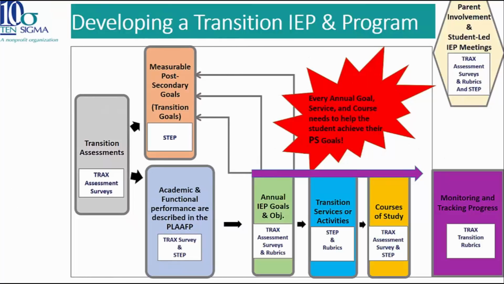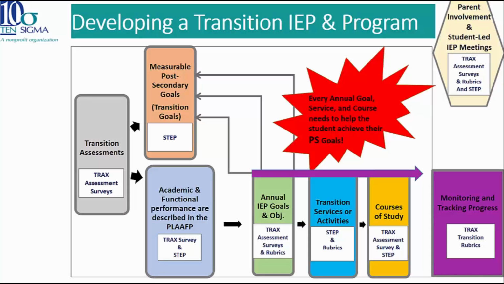Now let's look at what specific tools of the 10 Sigma Compliance and Best Practice program are used in the transition IEP and process. For the transition assessments, functional assessments, we have the TRACS assessment surveys. Again, we have these for students with mild, moderate, severe, and autism disabilities. In addition to the functional skills in our TRACS assessment surveys, we have designed 2 new assessments, one for the parent, which is a transition planning inventory, and one for the student, which is also a transition planning inventory.